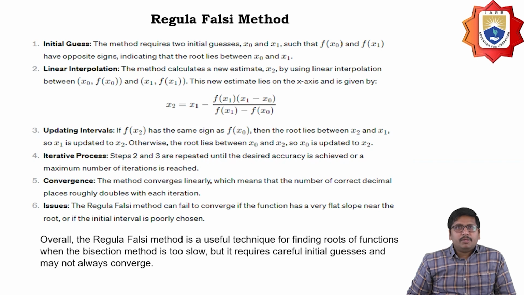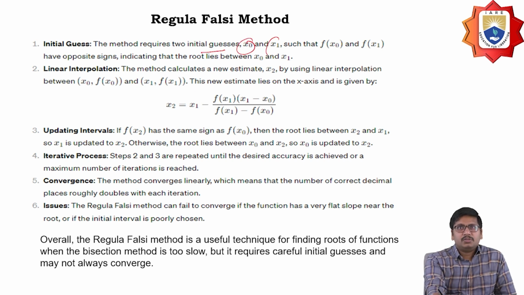So the Regula Falsi method initially requires two initial guesses, x0 and x1, such that f of x0 and f of x1 have opposite signs, and the root lies in between x0 and x1. Then we calculate a new estimate, x2, by using linear interpolation.